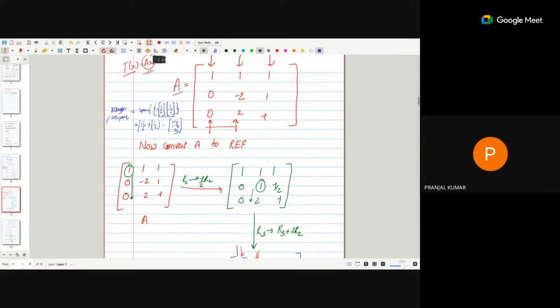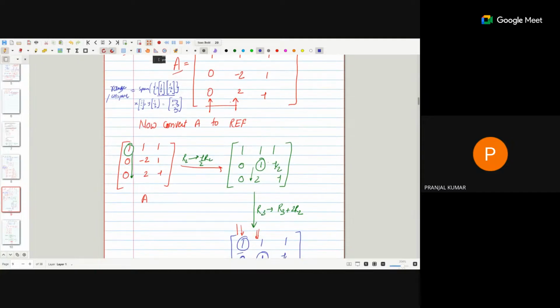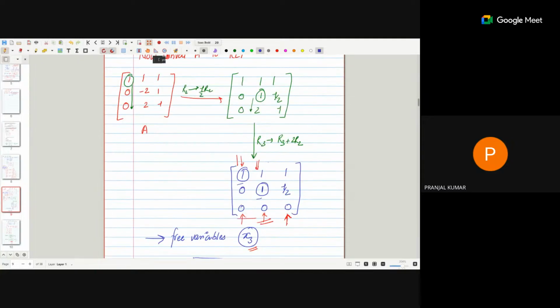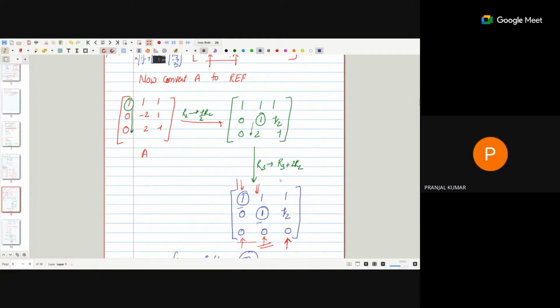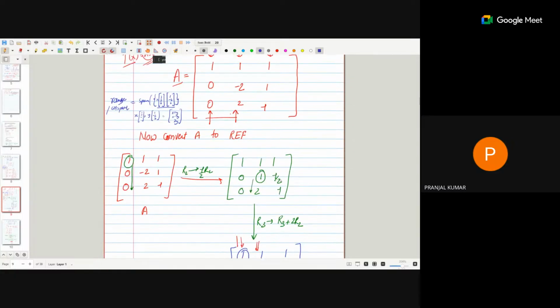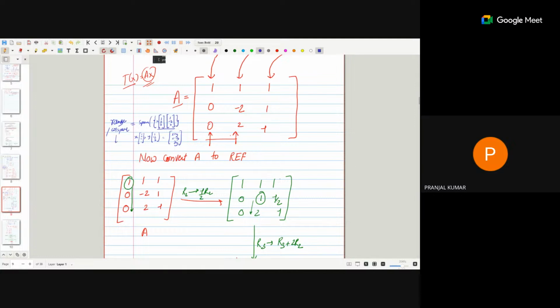Now, when would the range have been equal to the codomain? When all three columns had pivots, right? Because then only it is onto. Onto is when range equals codomain. That means rank is 3, so all three columns should have had a pivot, but they don't in this case. So the range is a subspace of your codomain.